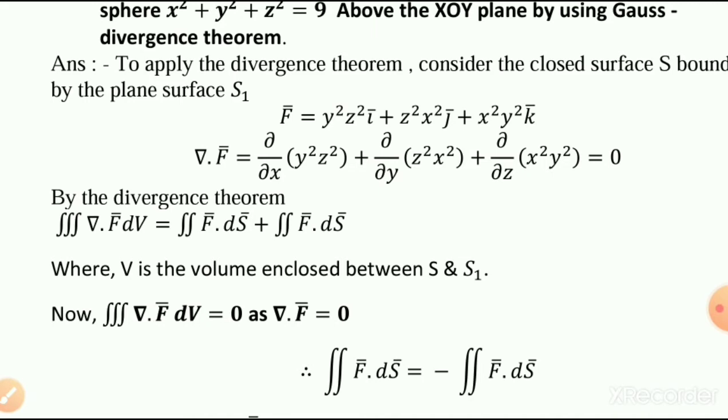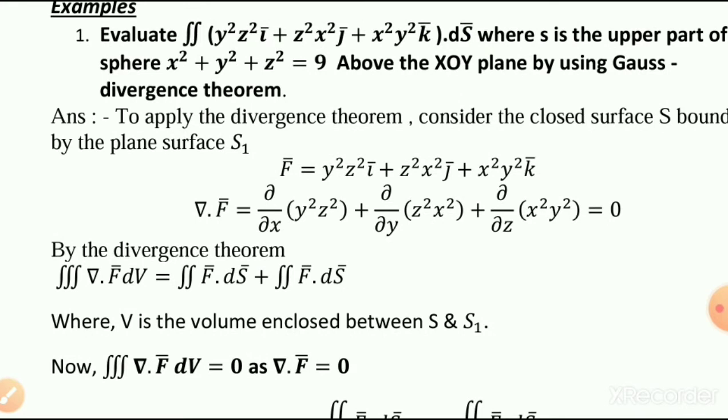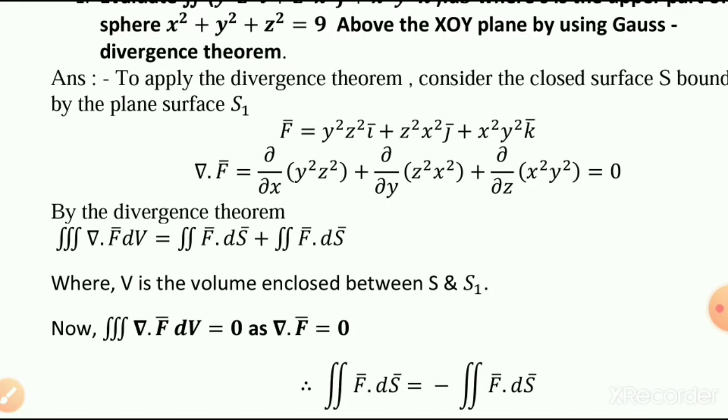For the second position also z and x become constant, and for the third position also x and y become constant. So the derivative of a constant is equal to 0, hence the divergence is equal to 0.